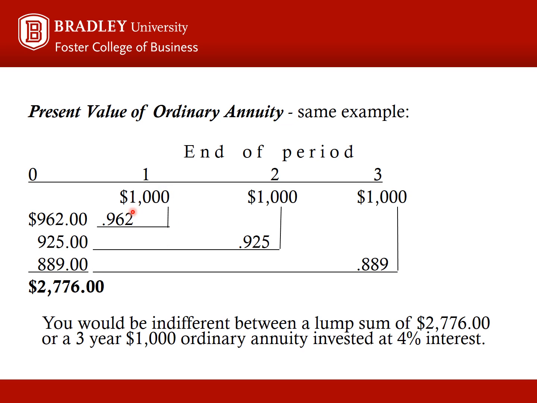So when I multiply, this $1,000 becomes $962 because it's worth less today than it is a year from now, because you can invest it today and earn interest. In fact, if we invested it today at 4%, we'd have exactly $1,000 at the end of year 1. This $1,000 is discounted back 2 years at 4%, so now it's worth $925, and this one will fall in value to $889. So the present value of this annuity is $2,776 even.